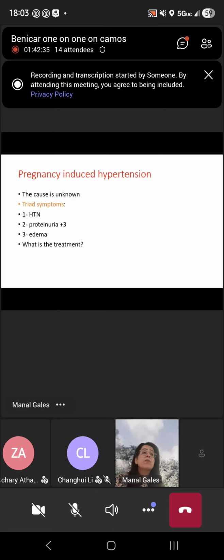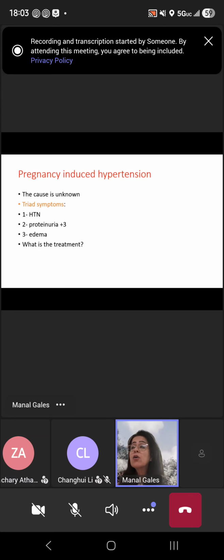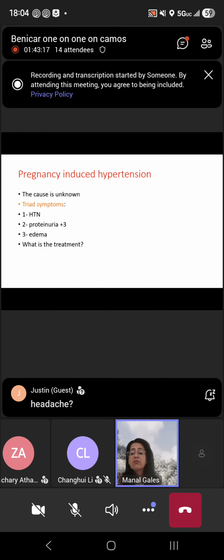So the DTR will be absent or weak if there is mag sulfate toxicity. Good job, Lori. Good job, Justin, on the deep tendon reflex. It will be absent or weak. Normally it is +2, +3. It will be +1 or absent. It is not blurry vision, Justin. Blurry vision, I will talk about it, but it is not mag sulfate toxicity. So good job, guys. You did give DTR.